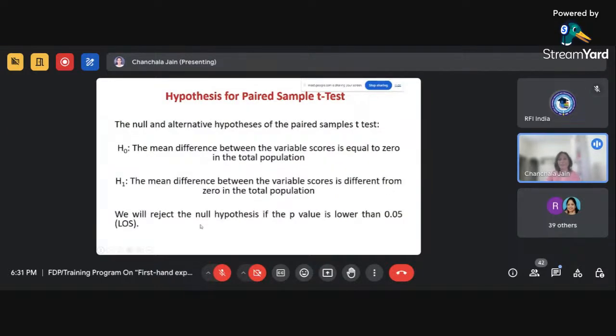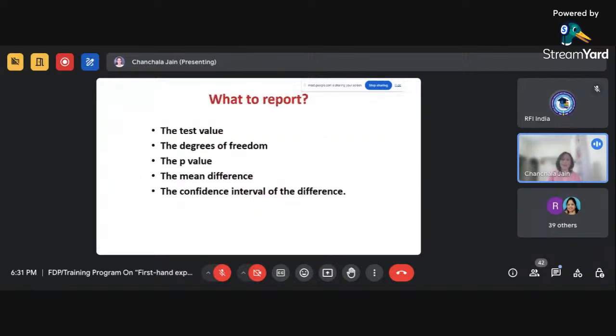Hypotheses can be null and alternative. The null says the mean difference between the variable scores is equal to 0 in the total population, and the alternative says the mean difference between the variable scores is different from 0 in the total population. I think these are a little tough to say. I'll tell you when I go to the data, and then we'll see how to formulate the hypothesis in a simple manner.